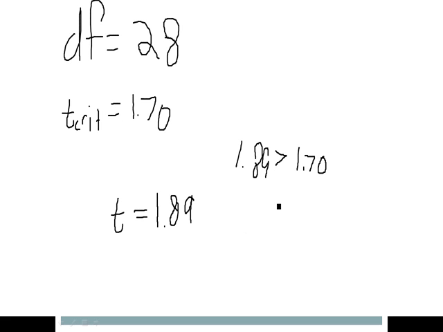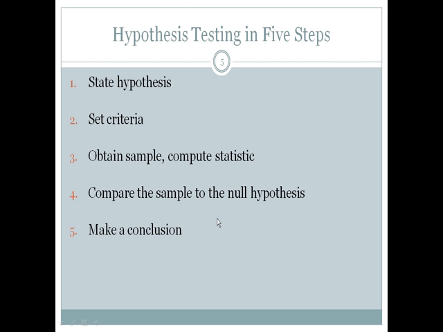So we've done the comparison. We know that our calculated value is greater than our critical value. That's where we move to step 5. Because our calculated value was greater than our critical value for a two-tailed test, our conclusion is that we reject the null hypothesis. If in another example our calculated value was less than our critical value, we would fail to reject the null hypothesis.